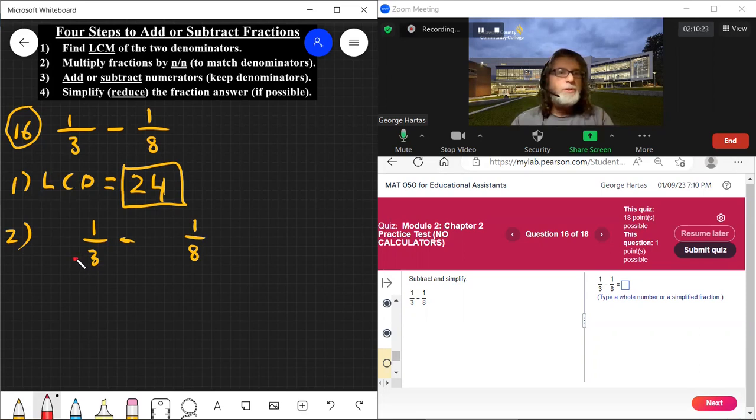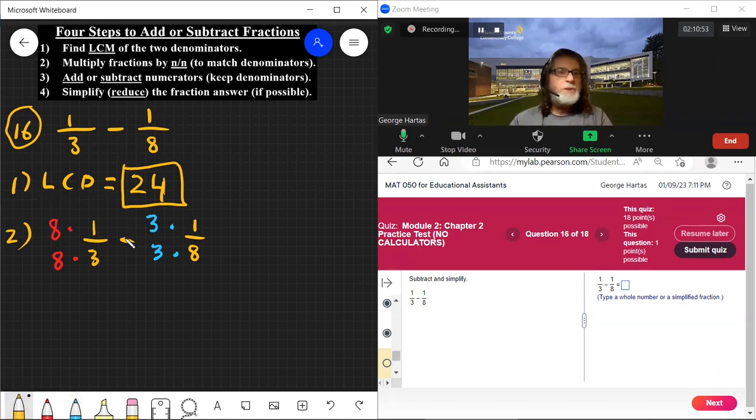Put a multiplication dot here and ask ourselves, what number times 3 is 24? Right out of the multiplication table, 8. If the bottom number is 8, so is the top. We do the same thing on this fraction, multiplication dot in the denominator, and ask, what times 8 is 24? Well, here it is, right here, 3. So if that's 3, that's going to be 3.